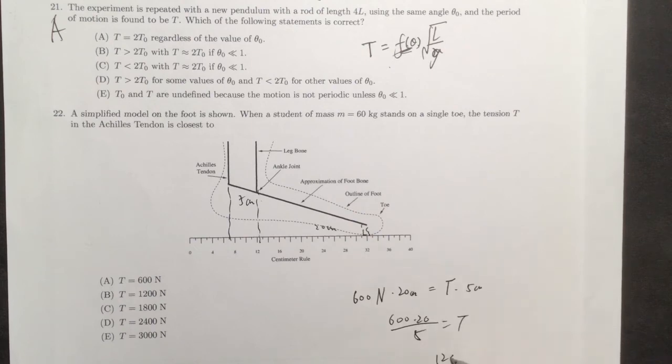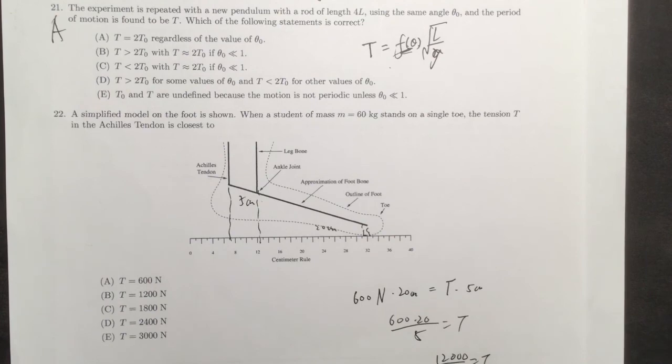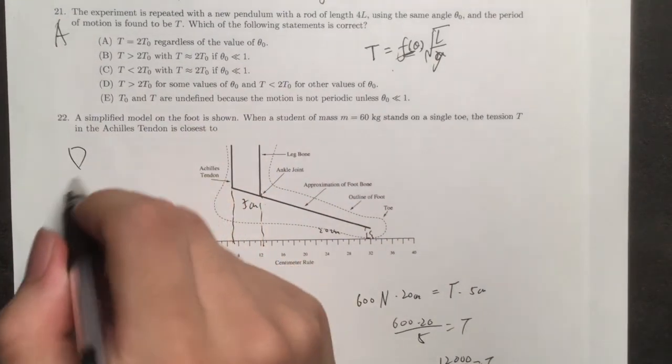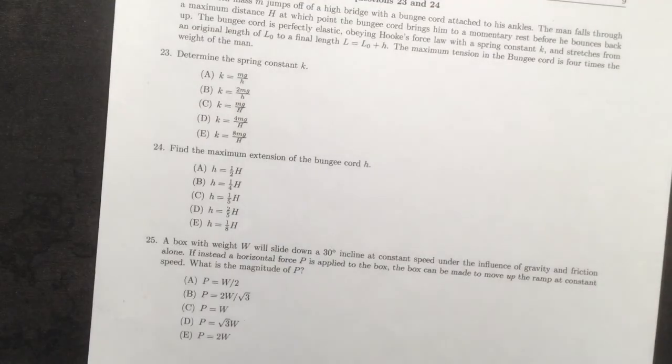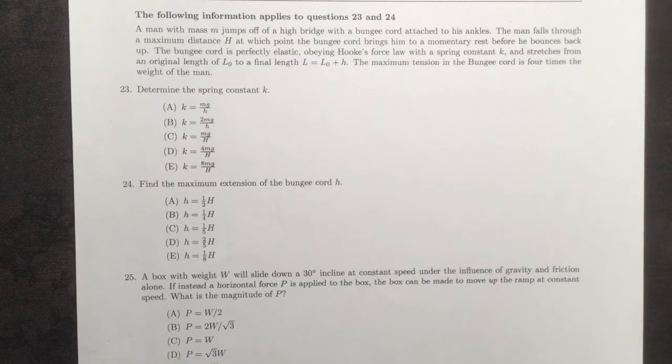So 12,000 over 5 is equal to T. So T is equal to 2,400. T is equal to 2,400, which is D. D is the answer. Okay, question number 23.